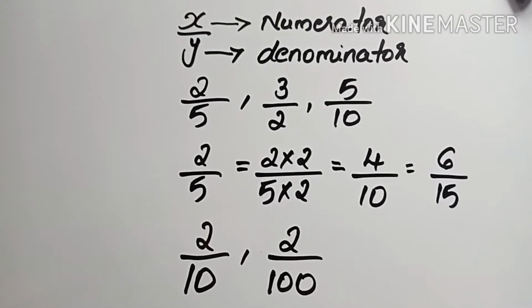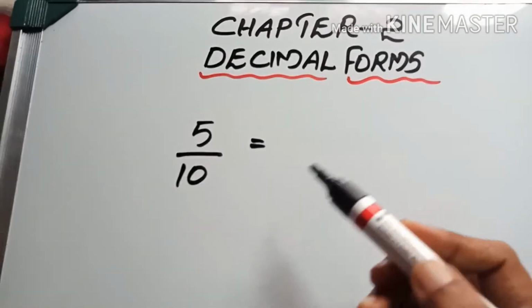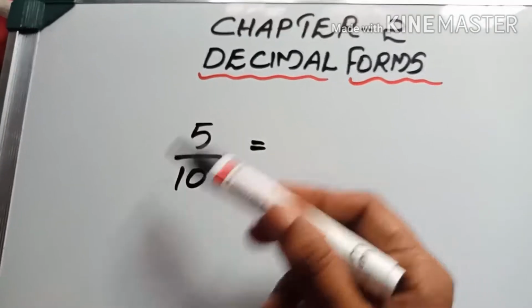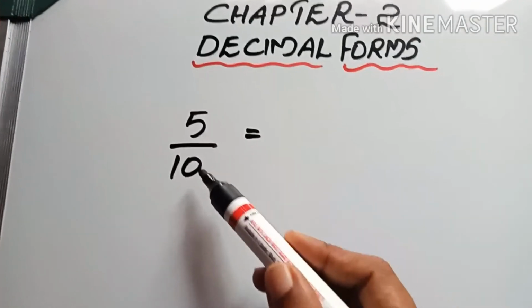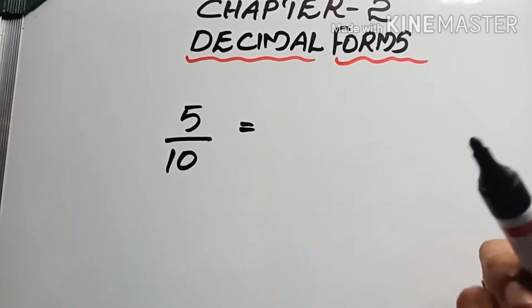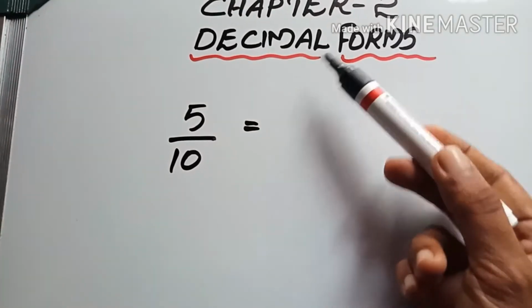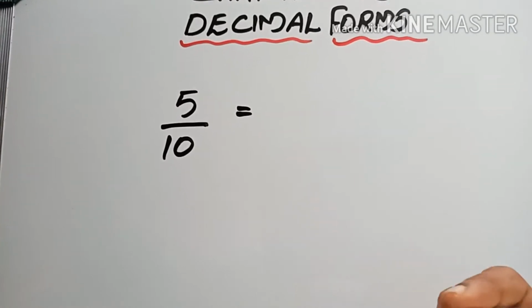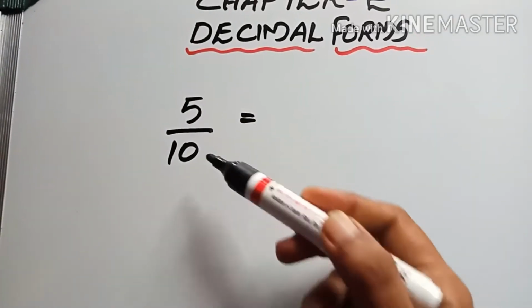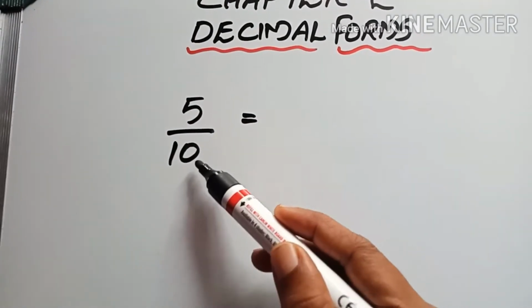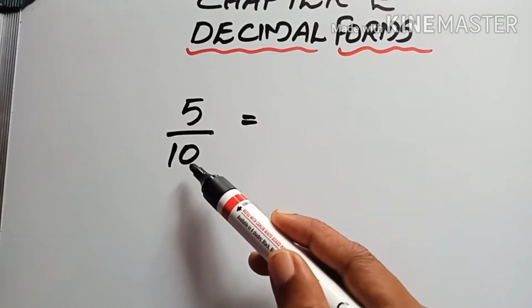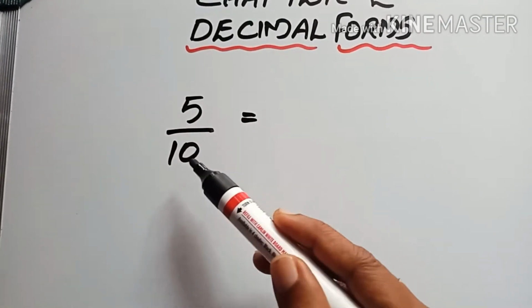Let's revise that here. Let's consider the number 5 by 10. This is a fraction. 5 is the numerator, 10 is the denominator. And we need to write this fraction in decimal form. You already learned this, anyway I am repeating. Here the denominator is a multiple of 10, that means 10 here.